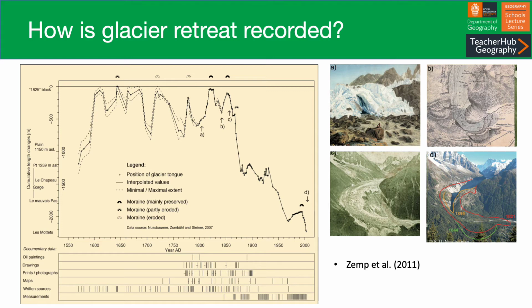So the graph is showing the cumulative length changes of the glacier's frontal position on the y-axis, and the time is on the x-axis. On the right-hand side of the curve, you can see the measurements that have been made directly from the glacier surface, as described previously.